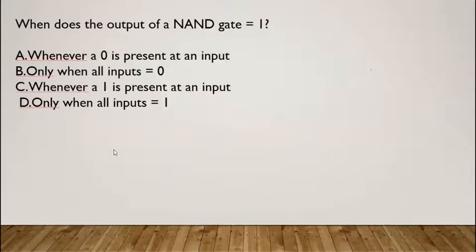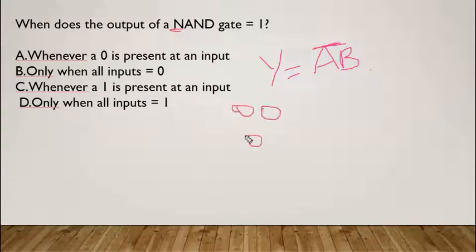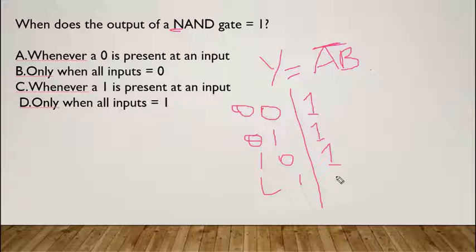Okay, when does the output of a NAND gate equal 1? So the logic is Y equals negation of A into B, because it is a NAND. Okay, 0 0, 0 1, 1 0, 1 1, simple. So now 0 into 0 is 0, 0 negation is 1. 0 into 1 is 0, 0 negation is 1. 1 into 0 is 0, 0 negation is 1. 1 into 1 is 1, 1 negation is 0. So they're asking when it will be 1.